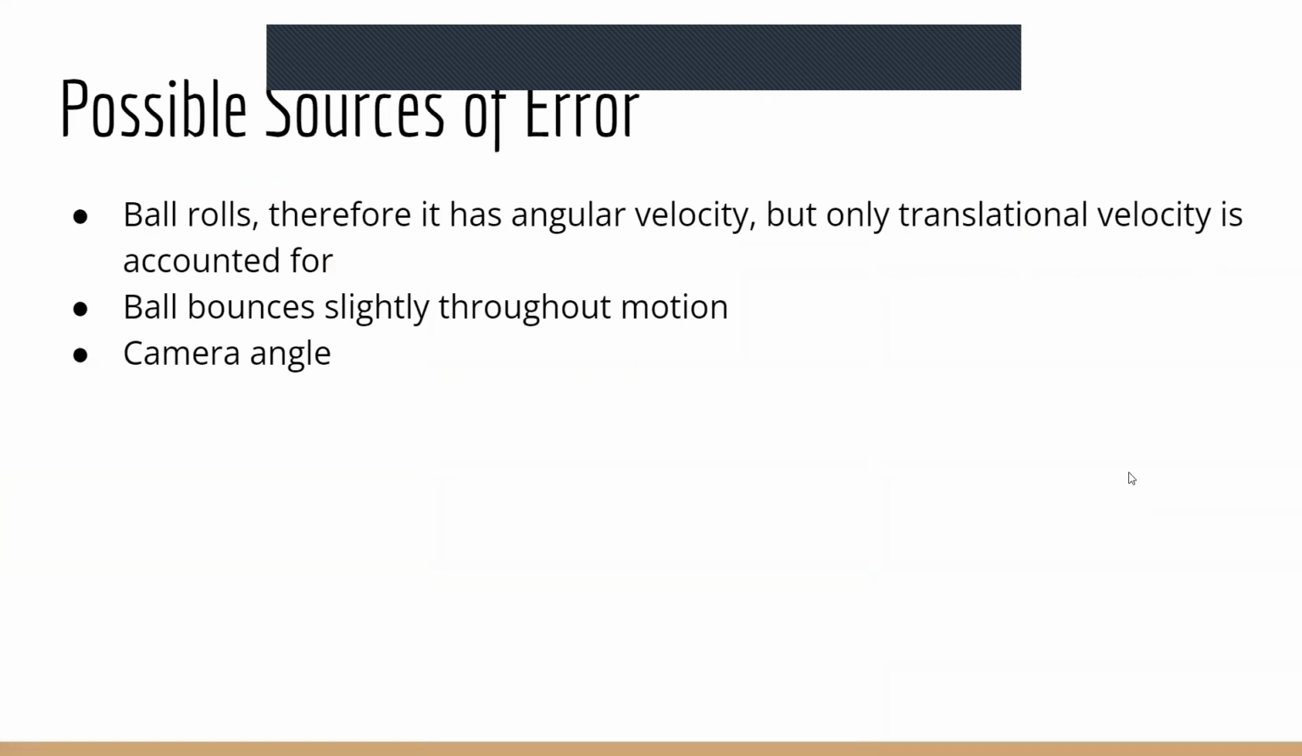Possible sources of error for this lab are that the ball rolls, therefore it has angular velocity. But in the case of my lab, only translational velocity is accounted for because it's difficult to see how many rotations per second the ball does. Additionally, the ball bounces slightly throughout the motion, and the camera angle is slightly off.